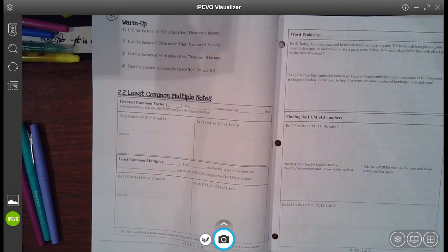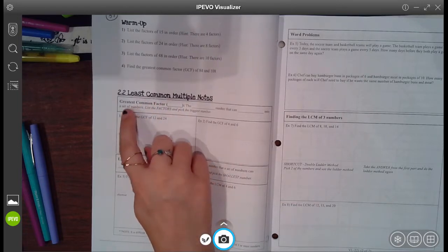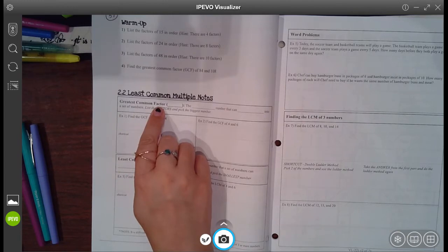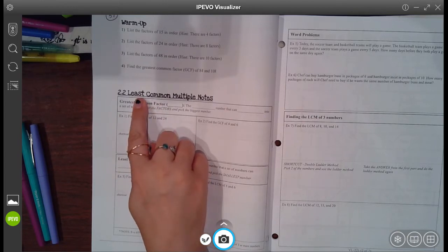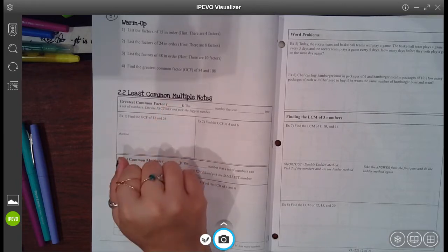Hello, my little mathematicians. Today we're going to introduce least common multiple. Okay, the least common multiple is different than the greatest common factor. This time it's the smallest number that two or more numbers can multiply to become.